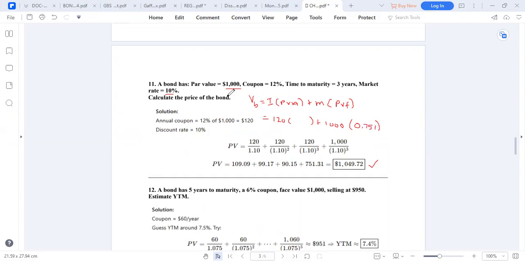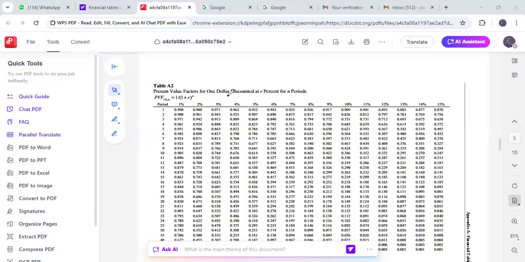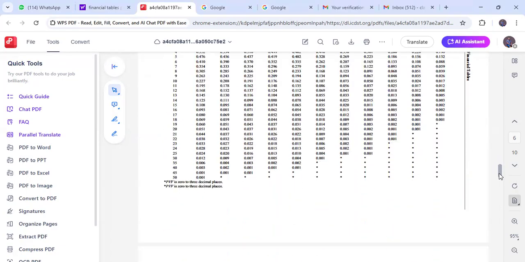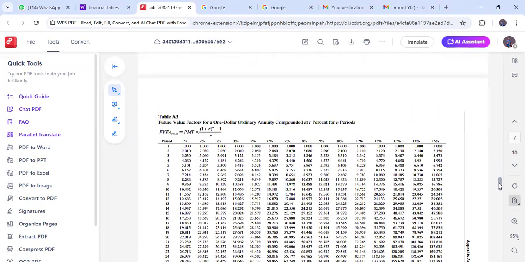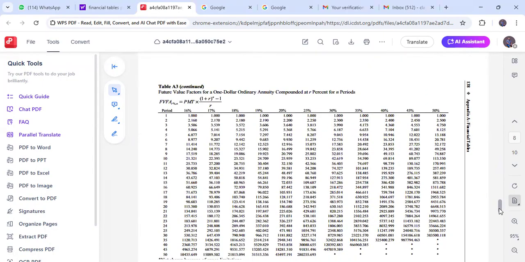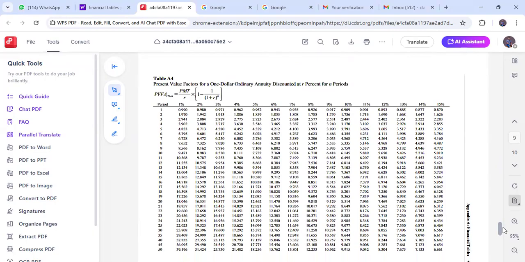Then we go to the present value annuity. We go back here. So this is future value annuity, and again, another future value annuity. Let's check present value annuity here. So check on the 10% under 3. What value are you seeing there? 2.487. Okay.